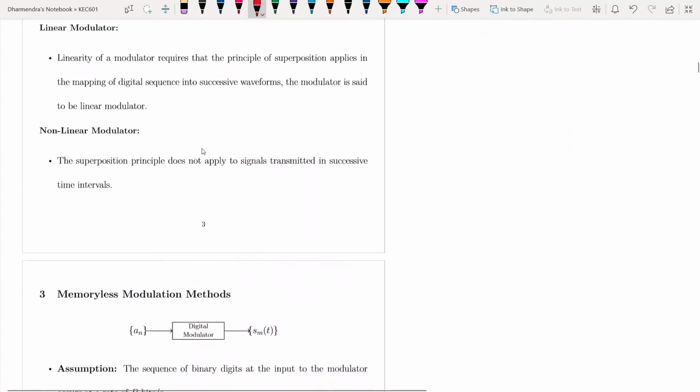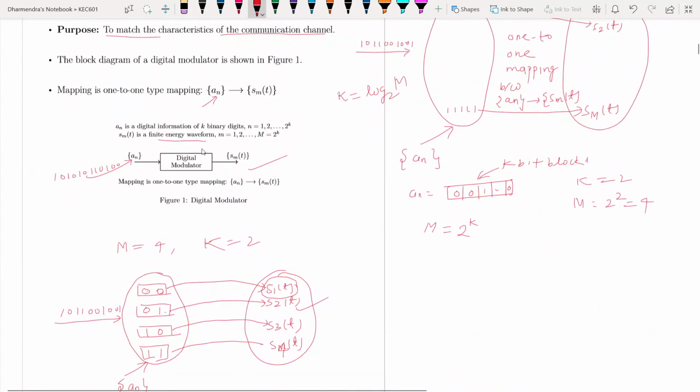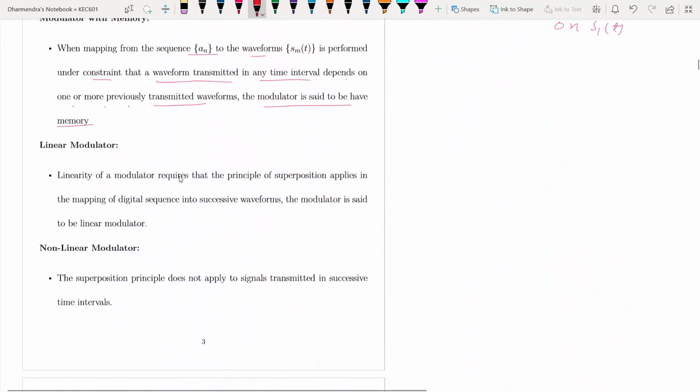Okay. Now, linear modulator. Because a digital modulator is a system, we can classify it as a linear system or a nonlinear system. For linearity, we know that the superposition property should be satisfied. So in the case of a linear modulator, linearity requires that the principle of superposition applies to the mapping of the digital sequence to successive waveforms. Okay, then this modulator is said to be a linear modulator.